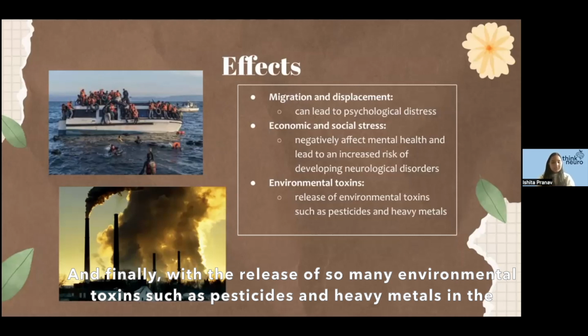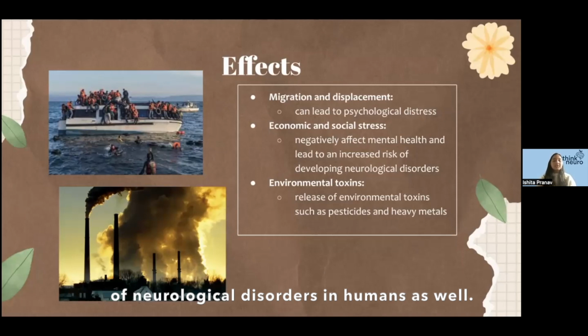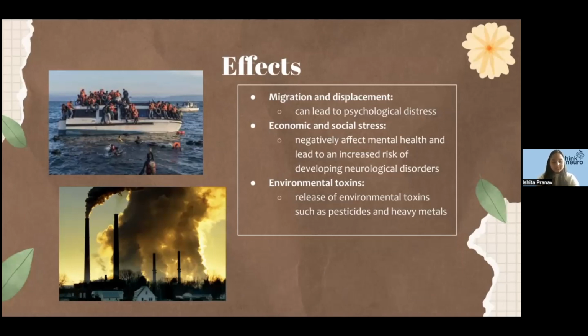And finally, with the release of so many environmental toxins such as pesticides and heavy metals in the environment, those things can negatively affect neurological function and lead to the development of neurological disorders in humans as well.